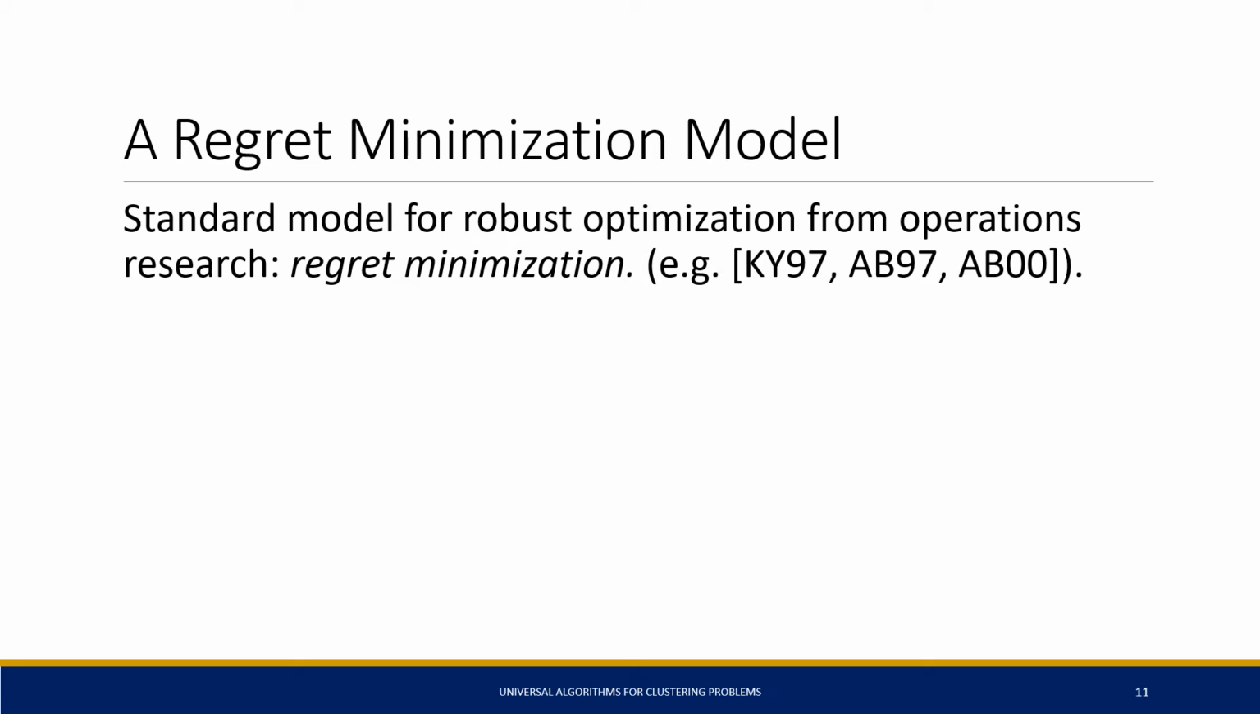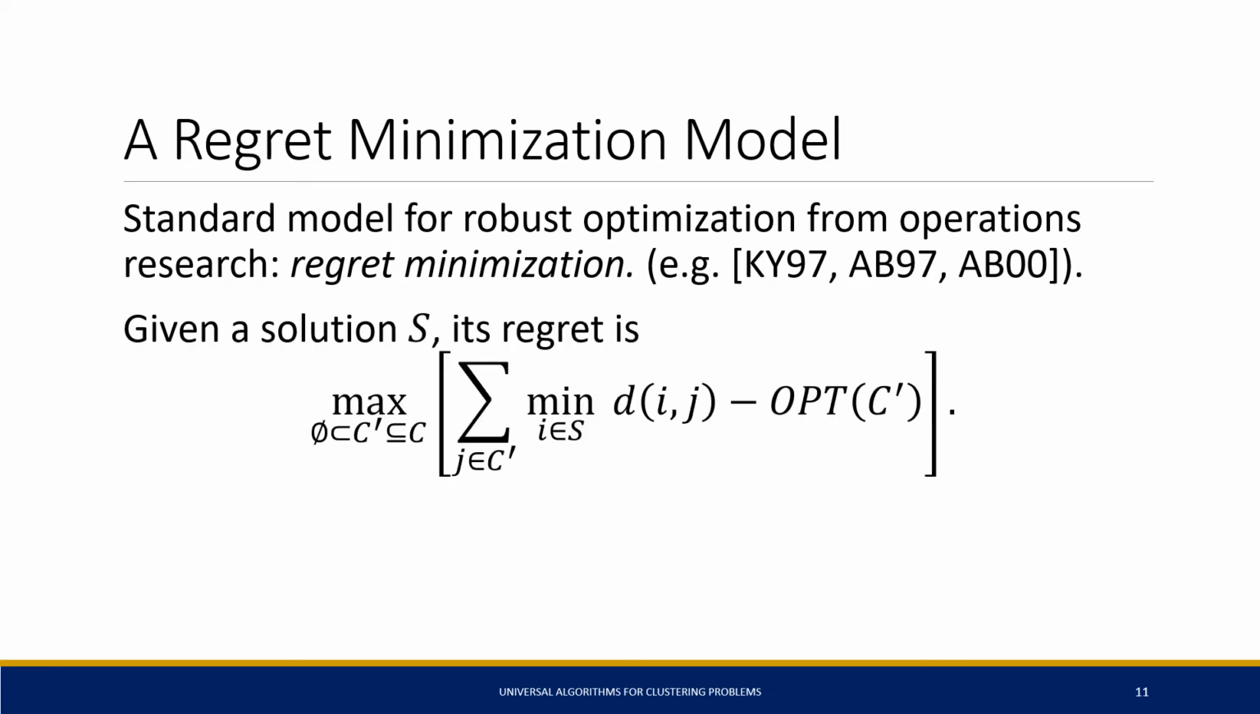So one model that has been studied extensively in the operations research community, and that does actually bake the notion of uncertainty into the definition of approximation, is a regret minimization model. In the regret minimization model, if we're given a solution, we can define its regret to be the maximum, over all possible subsets of clients, of the additive difference between the cost of the solution and the cost of the optimal solution for that set of clients.